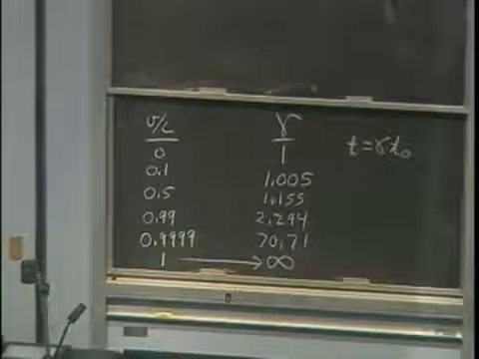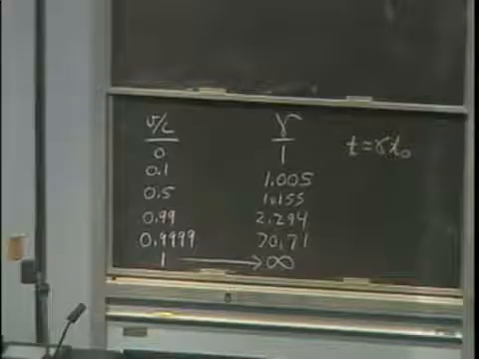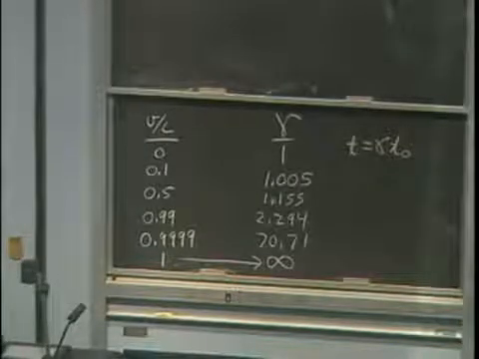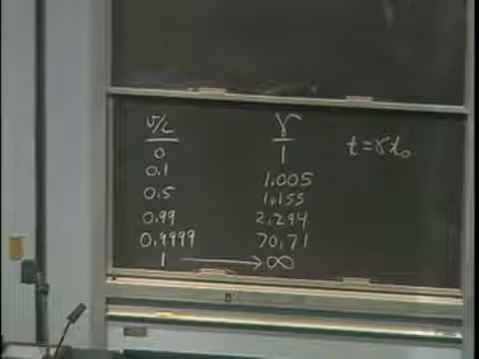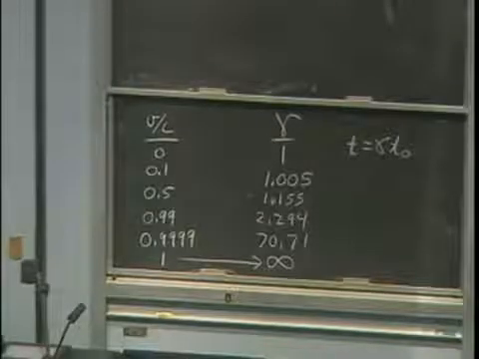So the immediate odd prediction of this relativistic energy, for v equals 0, when that particle is just sitting there at rest, is that the energy of that particle is its mass times the speed of light squared.